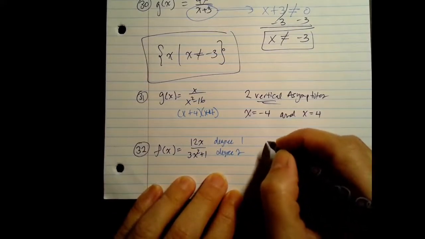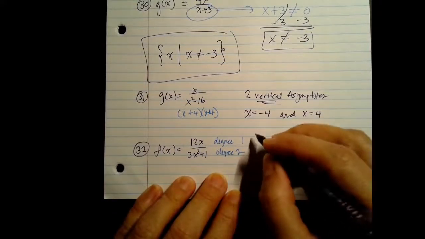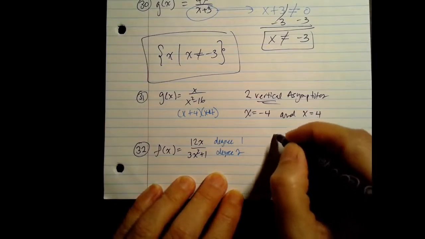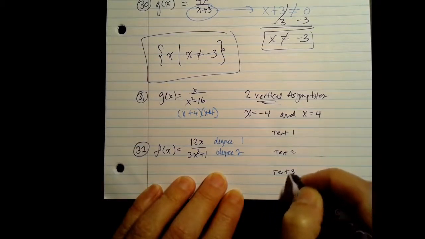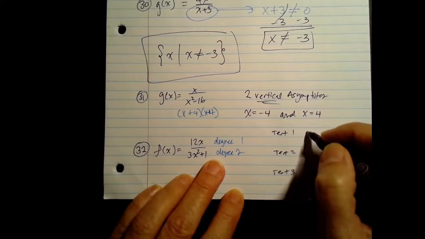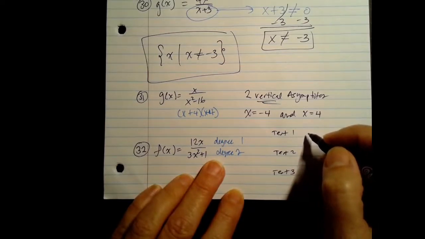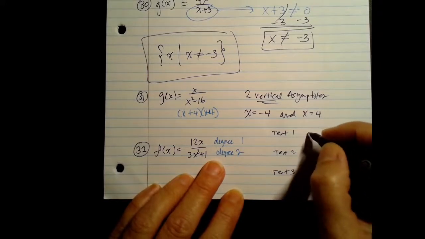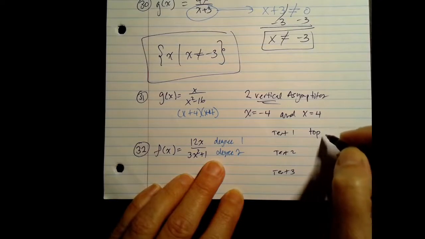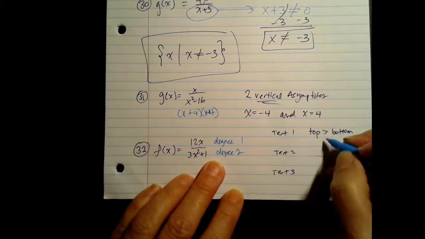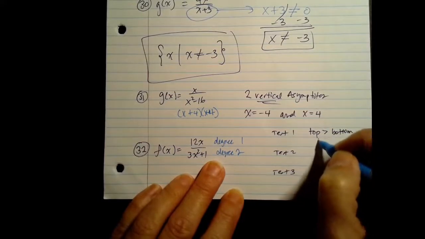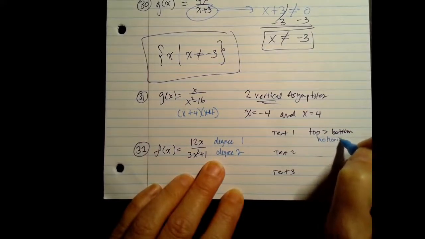That if your top, okay, so remember there were 3 tests we talked about. Test 1, test 2, test 3. So if your top degree, I'm just going to say top and bottom, maybe that'll be easier for you to remember, right? Okay, so if the top degree is greater than the bottom degree, then there is no horizontal asymptote.